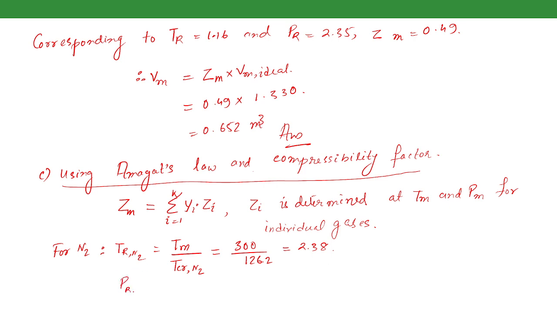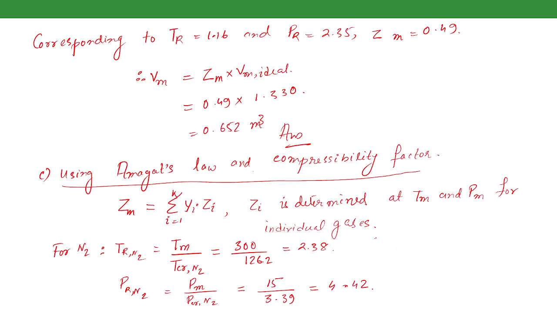The reduced pressure of nitrogen is the mixture pressure divided by the critical pressure of nitrogen. The mixture pressure is 15 megapascal and the critical pressure of nitrogen is 3.39. So the value for the reduced pressure is 4.42. Now corresponding to these two values, the compressibility of nitrogen from the compressibility chart is found to be 1.02.